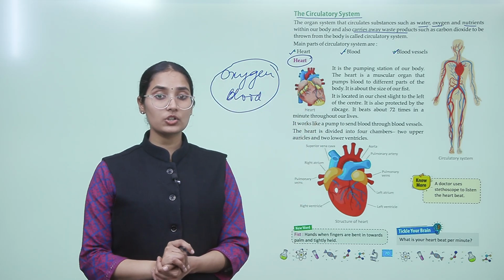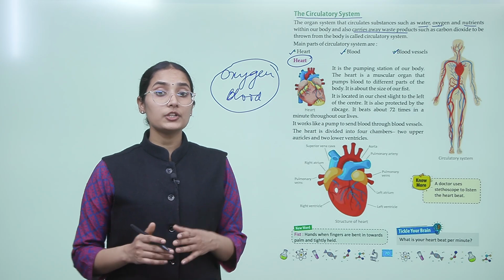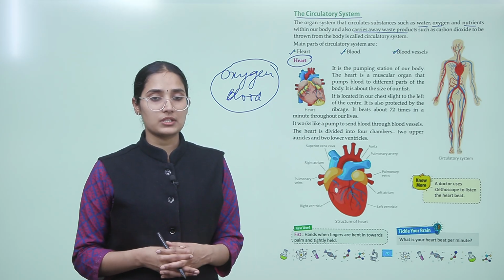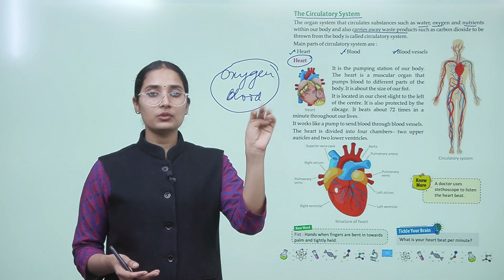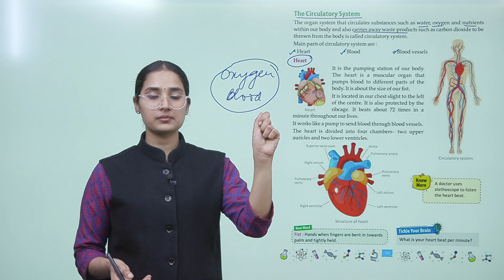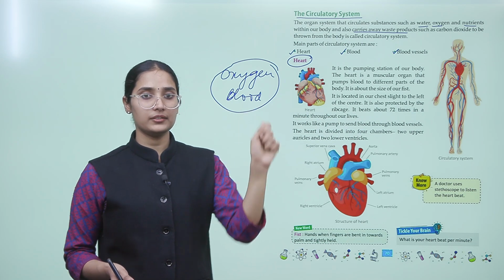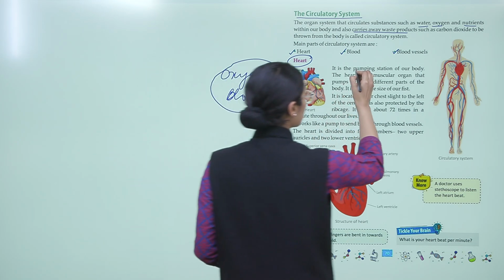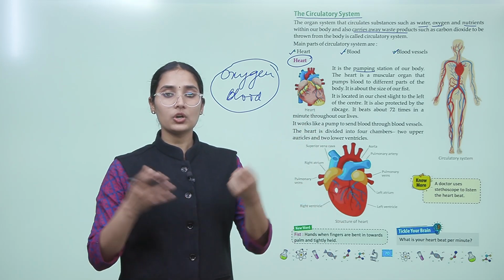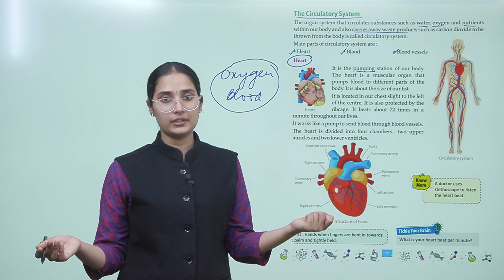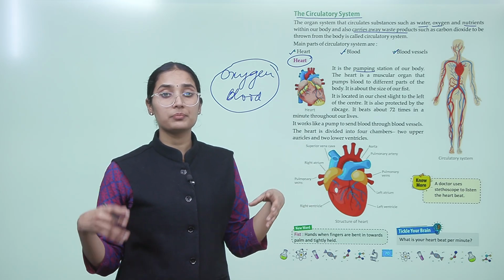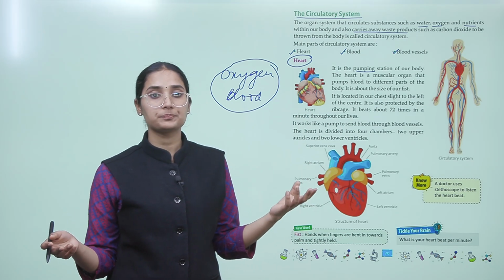The heart is a muscular organ that pumps blood to different parts of the body. It is about the size of a fist. When you fold all your fingers and thumb like this, that is the size of your heart, right? So it is the pumping station. Through here the blood pumps to all of the body, right? And the heart is a muscular organ, made up of different kinds of muscles, right?